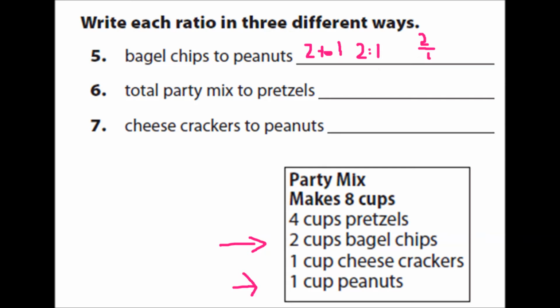Now, total party mix to pretzels. Now you can compare the different parts. You can also compare a part of it to the total amount. Total party mix is 8 cups. That's written right here. And pretzels, there are 4 cups of pretzels. So total party mix to pretzels would be 8 to 4. So 8 to 4 can be written like this. It can be written like this. And it can be written like this, 8 over 4.